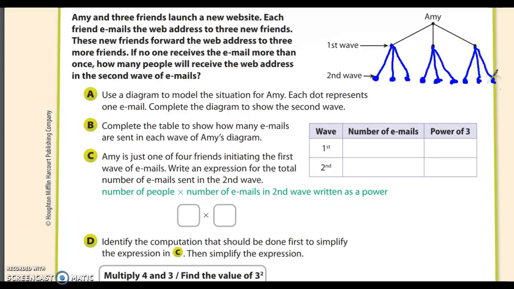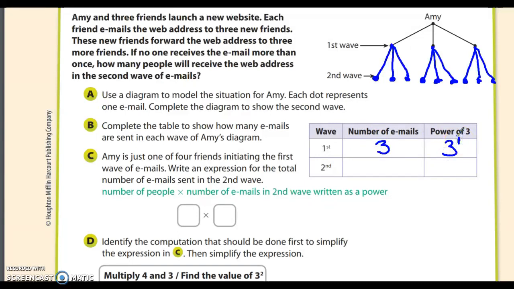So one thing you're supposed to do is sketch this, because it says right here, use a diagram to model the situation for Amy. Each dot represents 1 email. Complete the diagram to show the second wave. So you need to do this, what I did. And then question B says, complete the table to show how many emails are sent in each wave of Amy's diagram. Well, the first wave was Amy, and how many emails did she send? 3. And written as a power, 3 is written 3 as the power of 1.